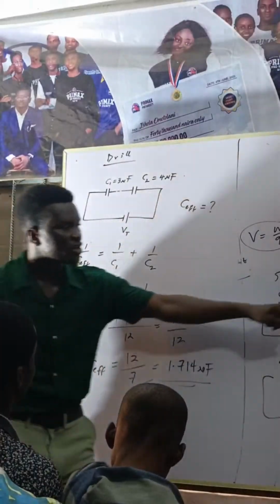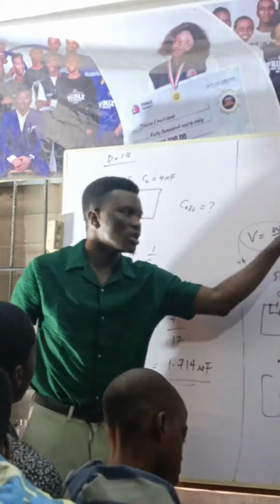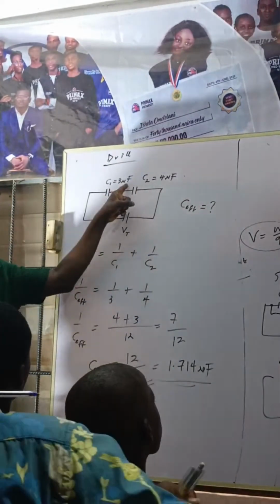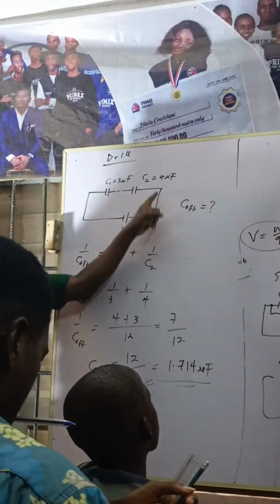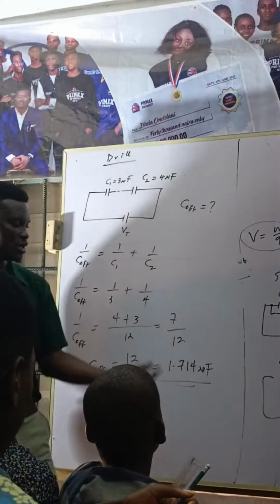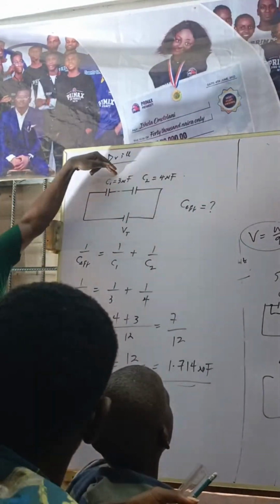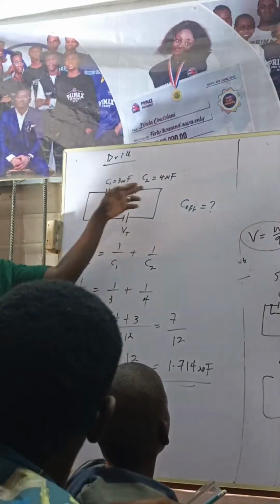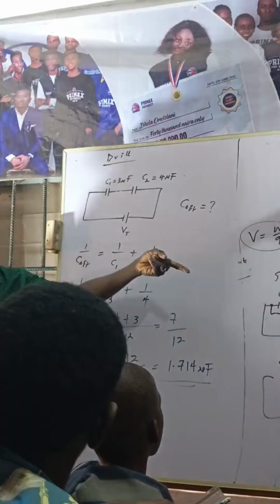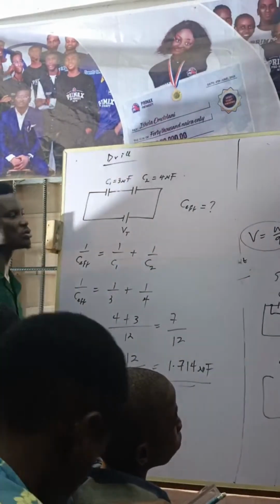Look at what I've said here. I said that the C effective is usually less than what? C1 or C2. They can ask you that. What did we get? 1.714. Is it greater than 3? Is it greater than 4? So whenever you connect them in series, the effective capacitance is usually lesser. So if I want to get 7 microfarad and I'm now connecting them in series, I've reduced the value instead of increasing it. Do you get that? So let's look on to parallel.